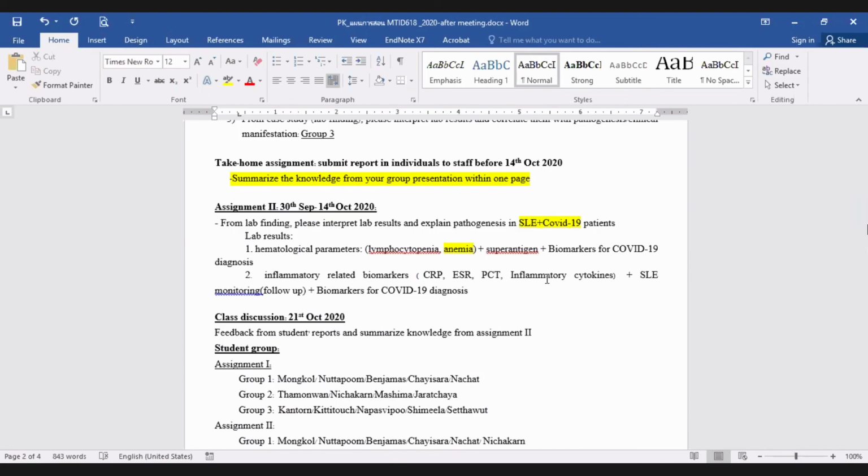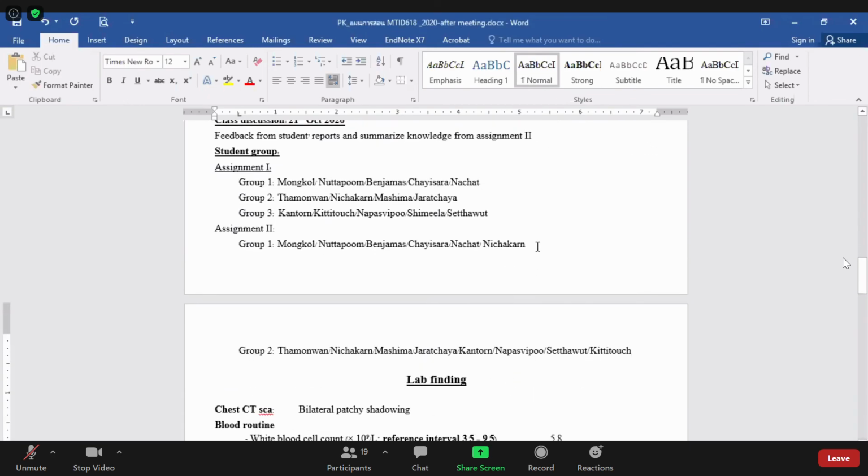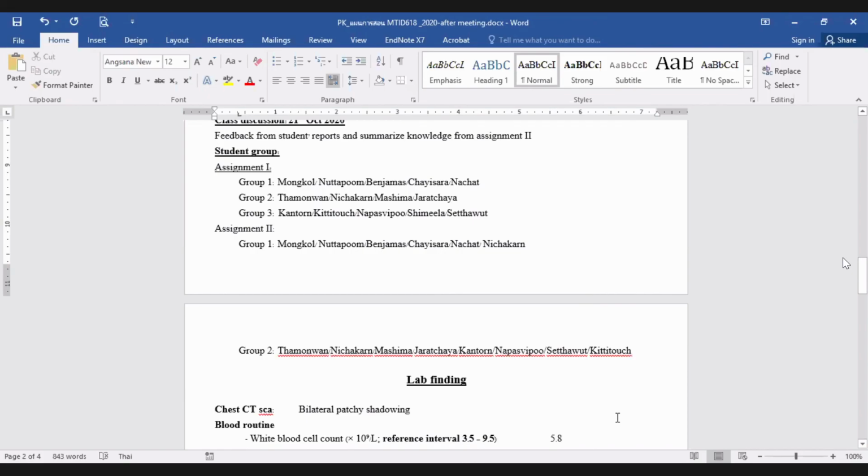So the first group, you have to put Shemila in the first group. First group is Mongkol, Natapul, Benjamat, Chayisara, Nashat, Pipitak, Shemila. Okay. And the second one, Tamon, Nishakan, Nashima, Jirachaya, right? Jirachaya, Kanthor, Napatipu, and Setut. Yeah, that is according to the Google Classroom that I updated.